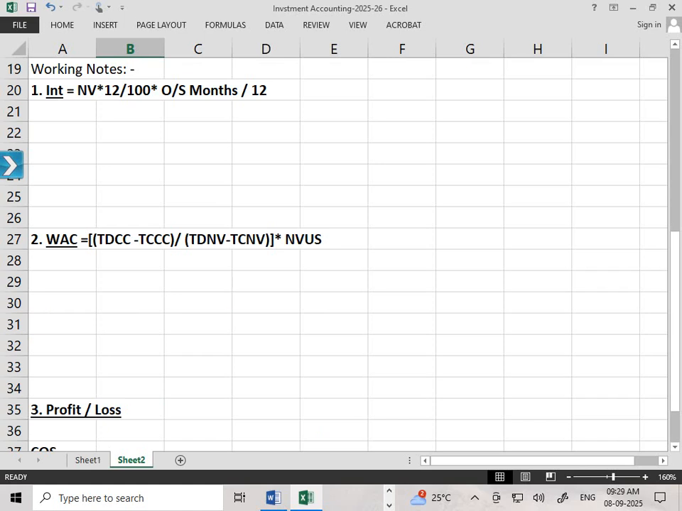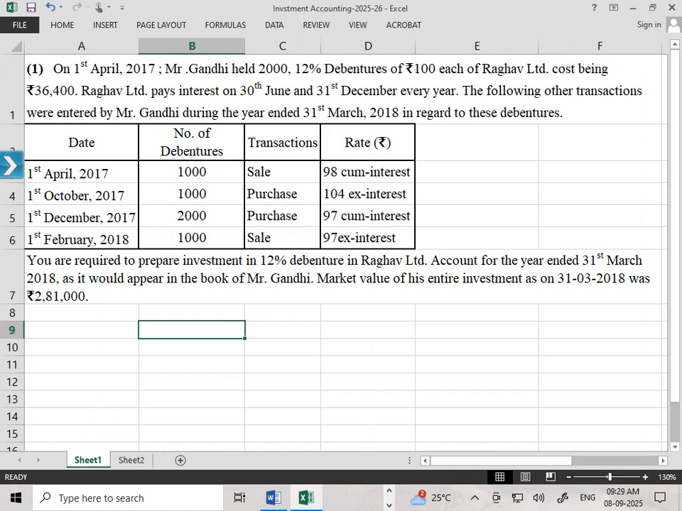So let us start, read the problem and we will solve it. On 1st April 2017, Mr. Gandhi held 2000 12% debentures of rupees 100 each. Rupees 100 each means 100 rupees is the nominal value of one debenture, so every time you calculate nominal value, it is quantity multiplied by nominal value each, of Raghav Limited. Cost being 30,400. So cost is already given.